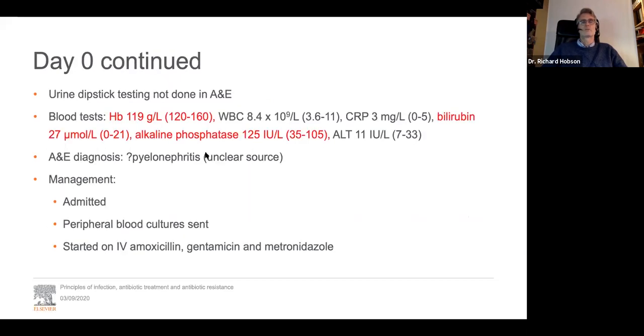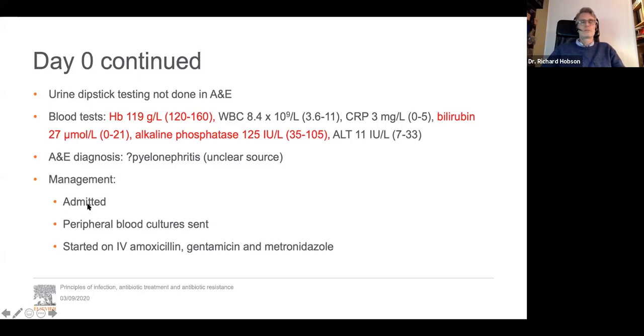There are some features which aren't really consistent with it. For instance, the absence of a raised white count, although that can be normal, of course, and importantly, the absence of a C-reactive protein. I think in most patients who have got established pyelonephritis, it's usually started as an ascending urinary tract infection, and by the time they've got pyelonephritis, you'd expect them to have a raised C-reactive protein. Her liver function tests are mildly elevated, but that can be a non-specific finding. So it's not a sort of obvious diagnosis.